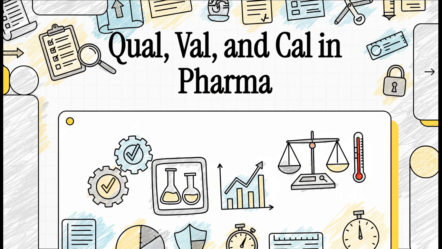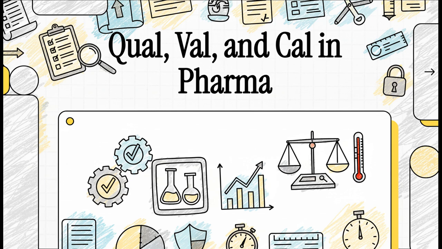Welcome to this explainer. Today, I'm putting on my QA manager hat because we're tackling the core trio of pharmaceutical compliance terms that routinely trigger audit observations when they get mixed up. If you've ever had to investigate a deviation or stared down an auditor asking for your documentation, well, you know exactly what I'm talking about. We're looking at qualification, validation, and calibration.